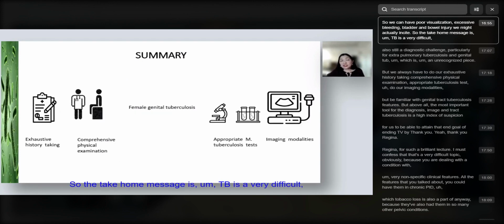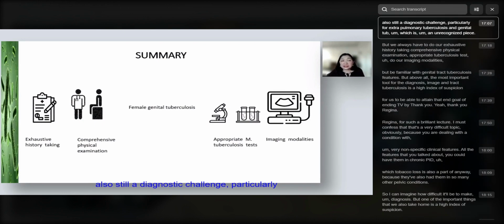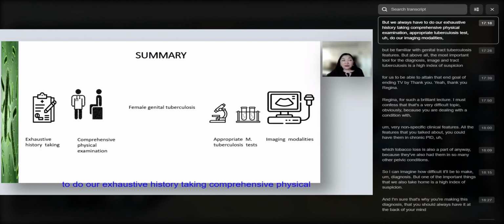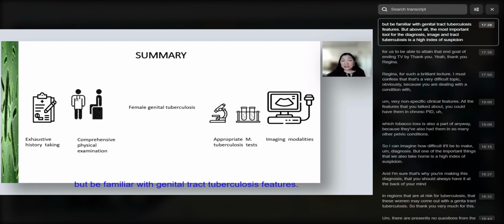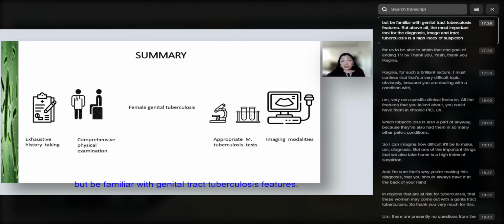So the take-home message is that TB is a very difficult and still a diagnostic challenge, particularly extrapulmonary tuberculosis and genital tract tuberculosis, which is an unrecognized disease. But we always have to do our exhaustive history taking, comprehensive physical examination, appropriate tuberculosis tests, and imaging modalities, and be familiar with genital tract tuberculosis features.